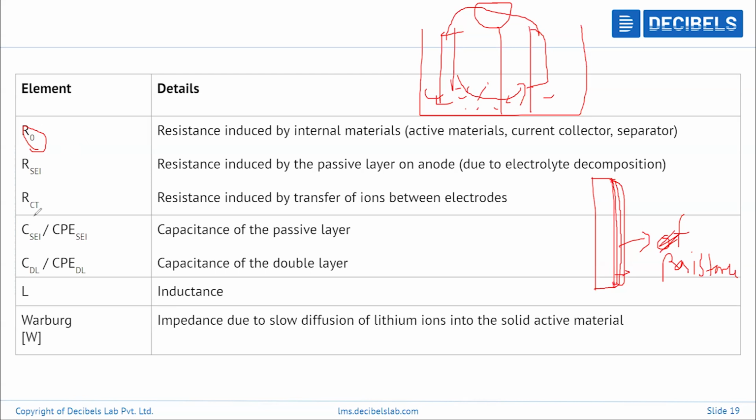Okay, and then the charge transfer. That is between the two electrodes. Let's say the ions are here, and those have to get deposited on the electrode. So there will be some resistance offered by the electrode. That we call the charge transfer. And then the final resistance is the diffusion of your lithium ions into the solid active material, that is your electrode itself. Because of that, some more resistance is offered, which we represent with the Warburg element. So this is about understanding the elements.